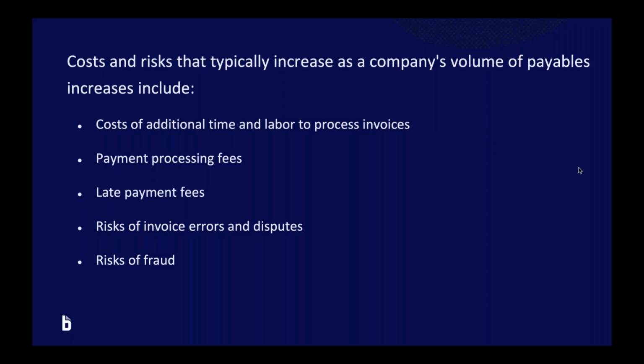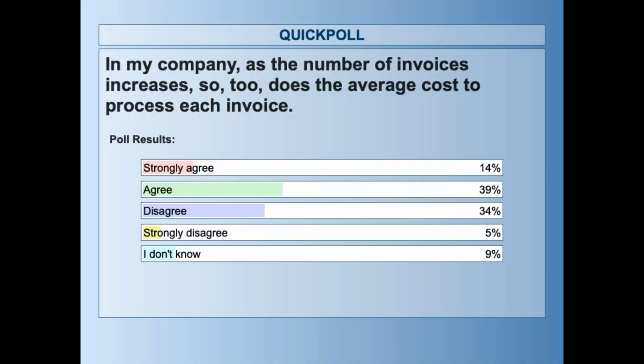All right, so let's take a look at the results here. My company, as the number of invoices increases, so too does the average cost to process each invoice. Agree by 39%, followed by disagree for 34%. And Joe, Ken, any comments on this? So I think it's interesting that we have such significant agreement. Ken, what are your observations?